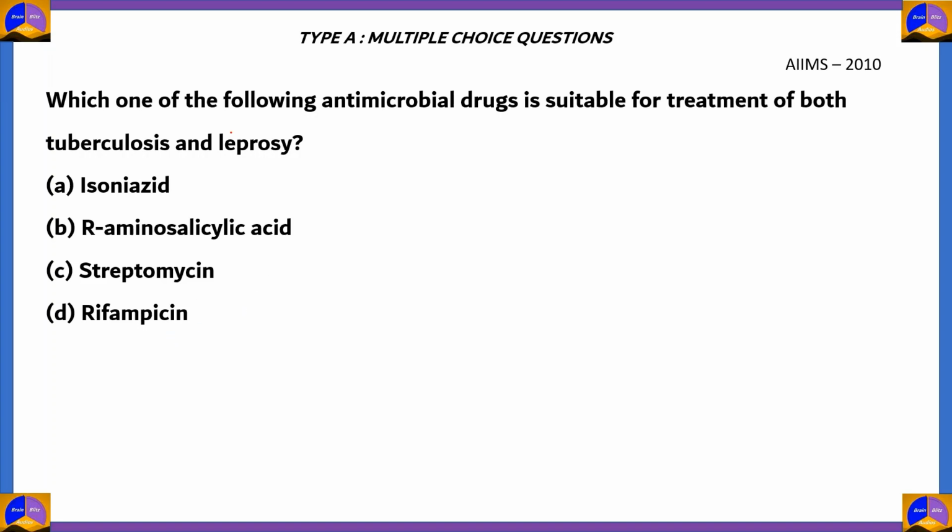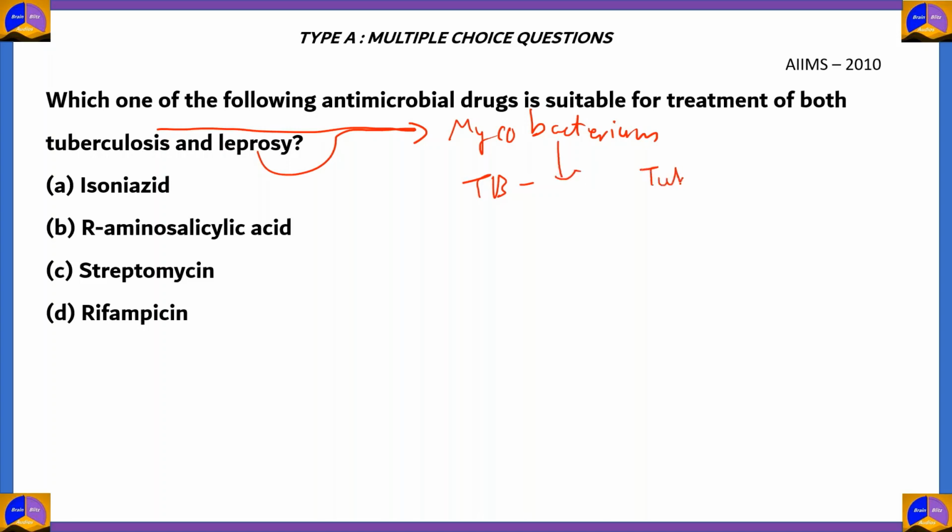Over here, the thing to note is that the causative agents for both tuberculosis and leprosy both begin with the term Mycobacterium. So basically both belong to the same genus, Mycobacterium. For TB, it is Mycobacterium tuberculosis.